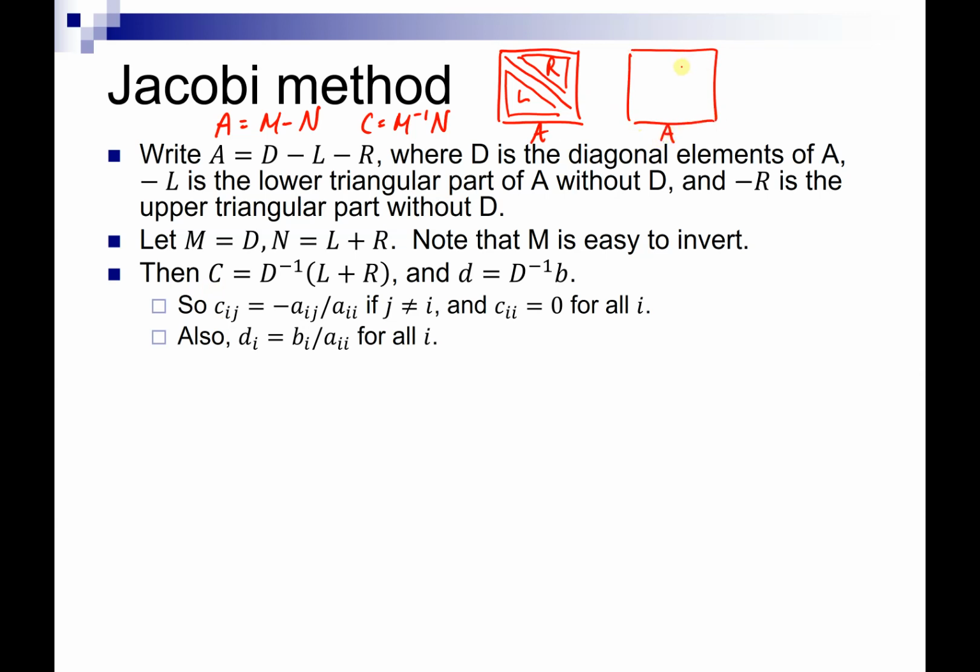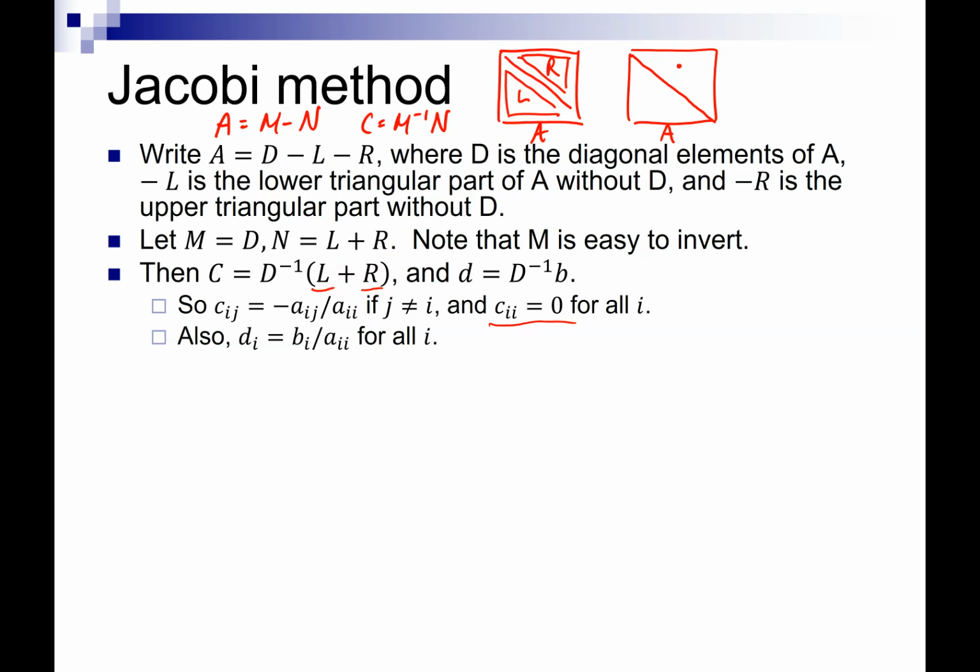So if you take the ijth entry, if it's on the diagonal, then notice that this L plus R has only zeros on the diagonal, because the way you form L and R is that you don't include the diagonal elements. So L plus R has zeros on the diagonal, and all these C_ii are going to be 0.